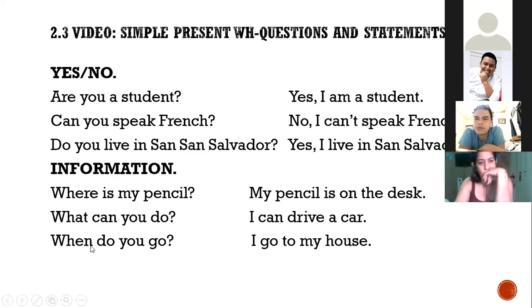There is a mistake. It says, where do you go? Sorry, where do you go? Aquí hay un pequeño errorcito. ¿Sí? Where do you go, right? I go to my house. So my house is a place.